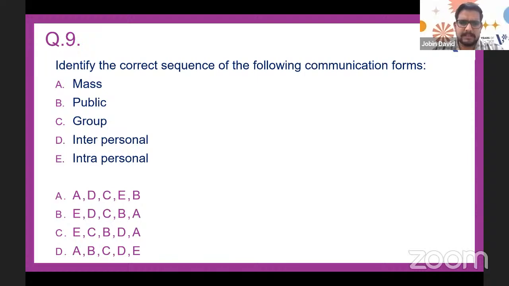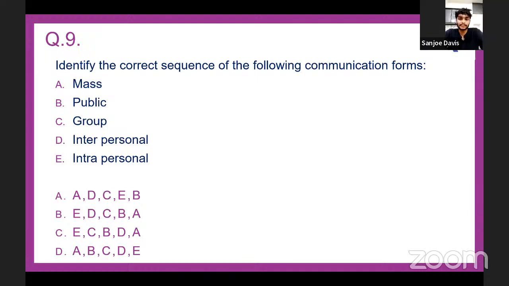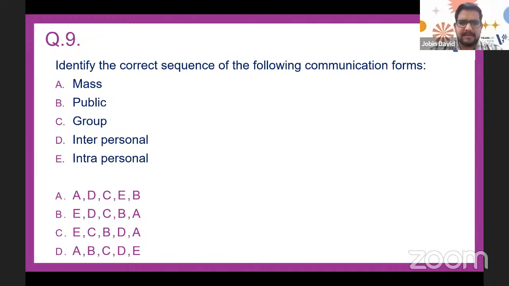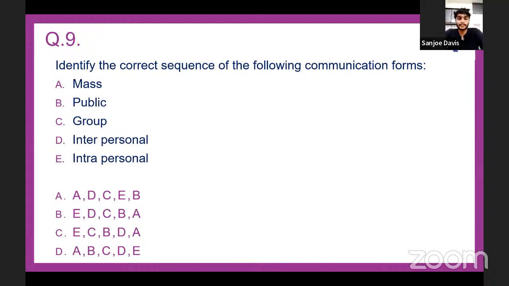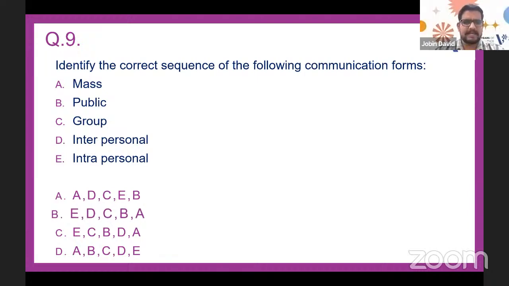And the next one, we will be interpersonal, right? Yes, sir. Interpersonal. So we have first E, then we have D. So the only option, yes sir, E and D, then coming C, B, and A is option B. Can we go with option B? Yes, sir. Sure. Obviously, we can go with option B. So that is E, D, C, B, A.